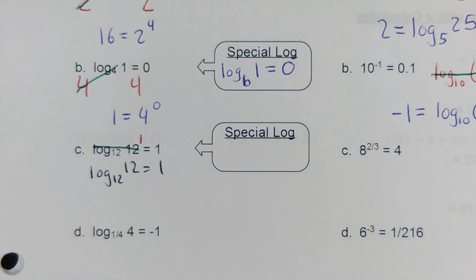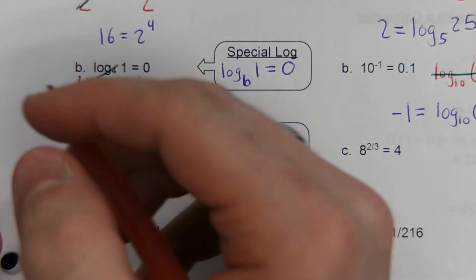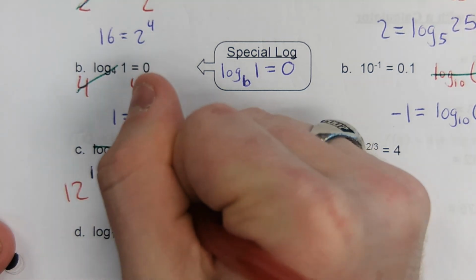What? Where's my class? Lots of voices. I'm telling you guys, this is the way to go. If I say, how do you cancel log base 12? You would say, exponential base 12. There you go. Thank you, good little robots. Exponential base 12 on both sides.